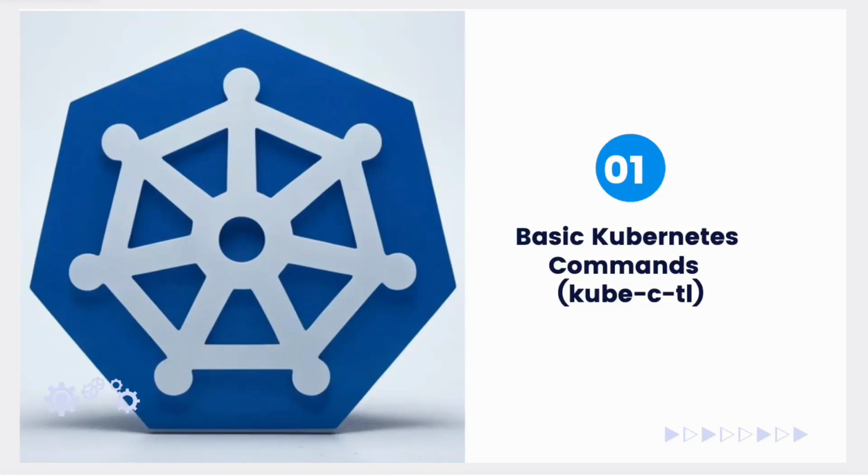Let's start with basic Kubernetes commands. Here we're talking about kubectl, right? You ever wondered what kubectl means? The first letter, the K, represents the short form of Kubernetes, and the C stands for control, and TL stands for tool. So you can say Kubernetes control tool.